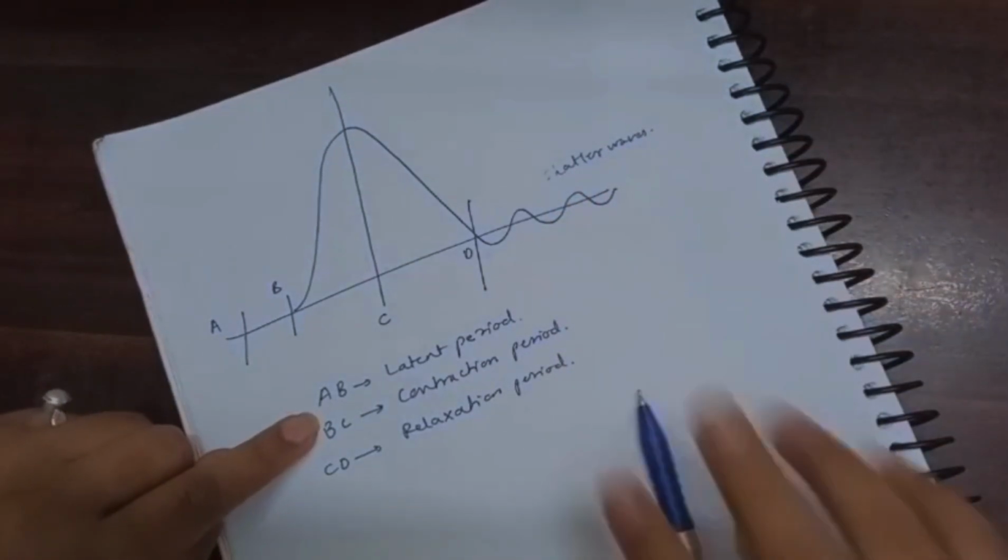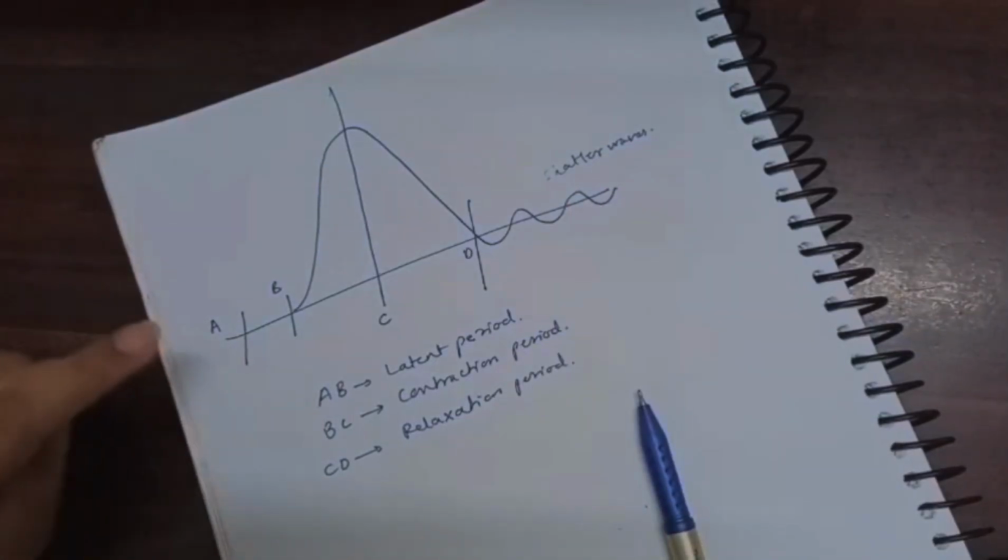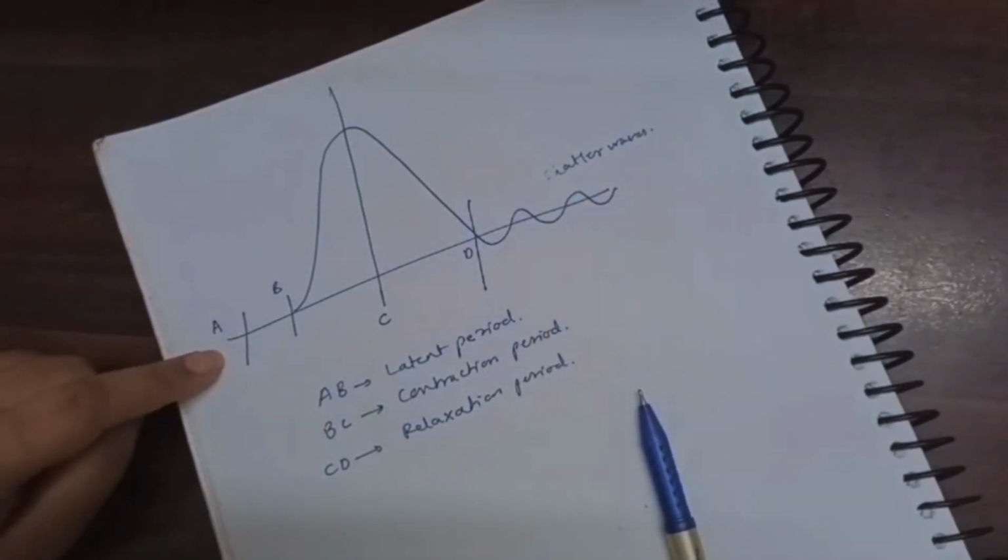So the period between A to B, that is the point of stimulus to the point of contraction or beginning of contraction, is referred to as latent period. So let me now make you understand the concept of latent period very nicely.